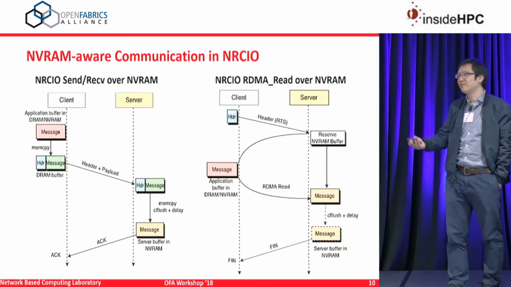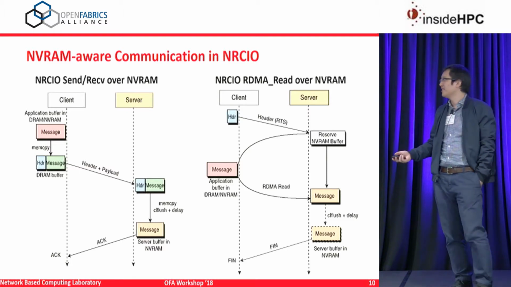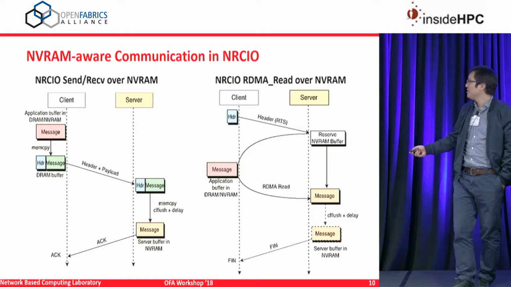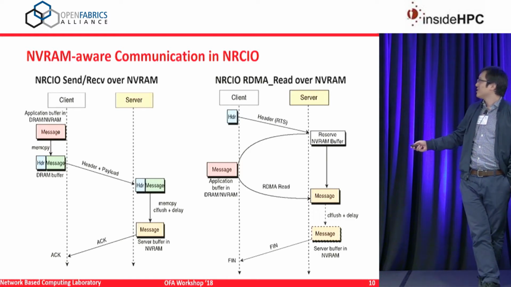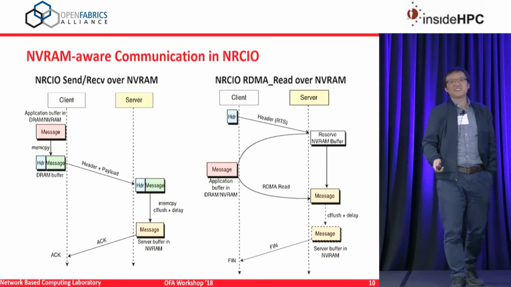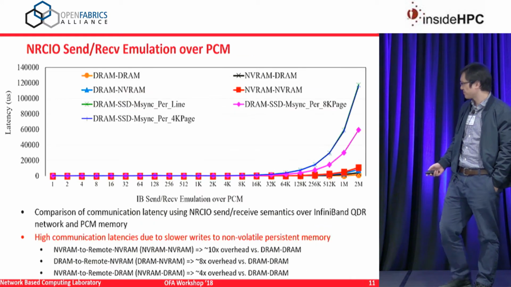Because with RDMA write, as we heard, you need some way to guarantee that the data is persistent. You need RDMA commit, those kinds of extensions. But with RDMA read, we send RTS, and then we reserve the NVRAM buffer, and then we use RDMA read to get the buffer. Then we can do a flush and make sure it's done. So with this, we can guarantee that the data is persistent in memory before we send back the response.